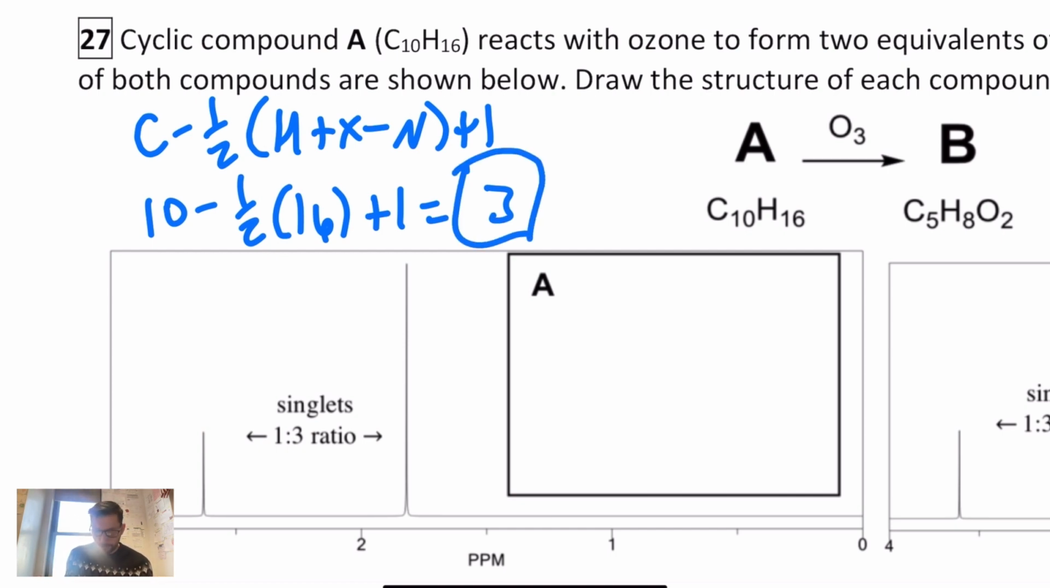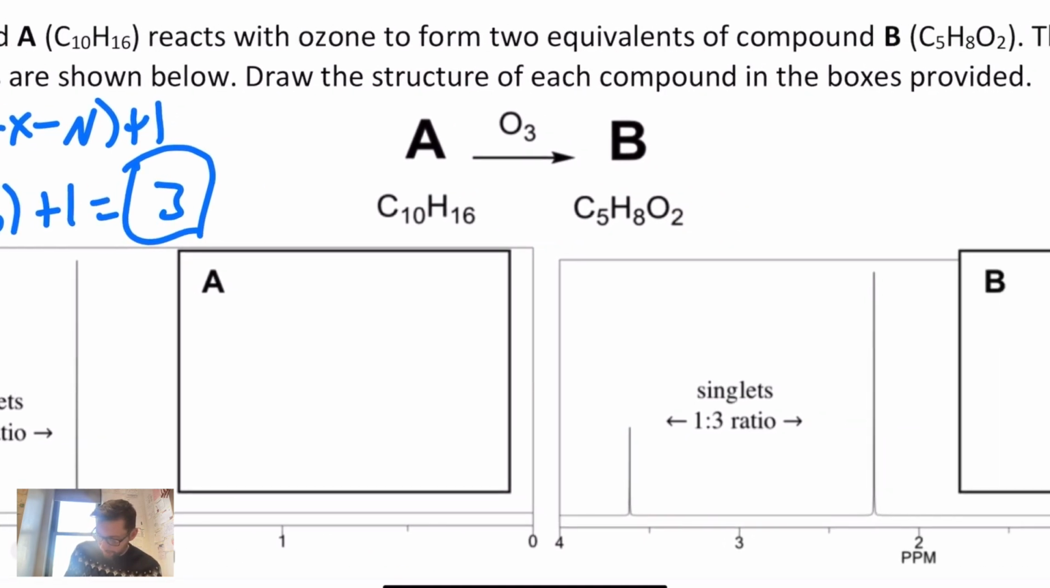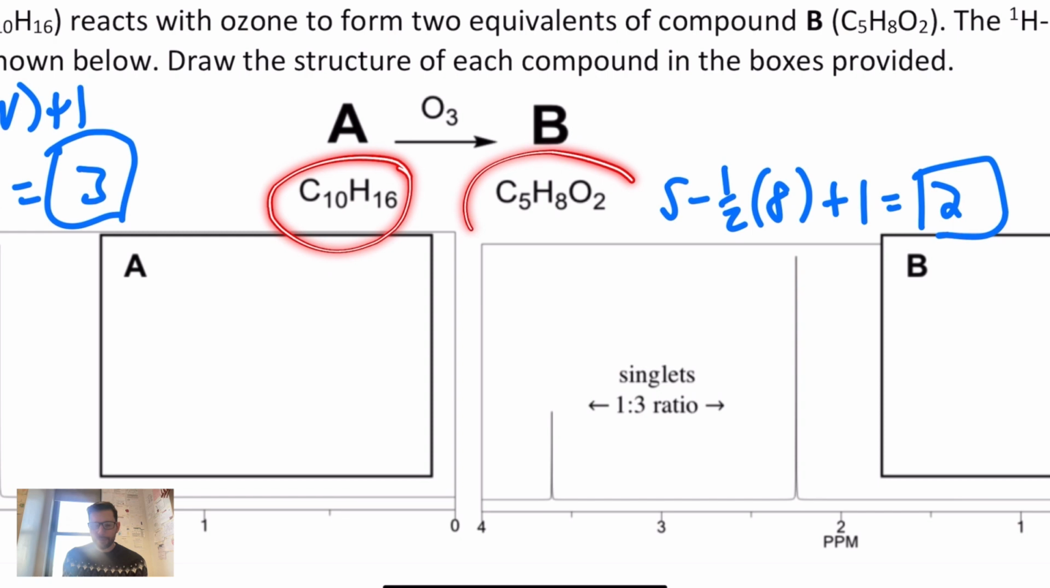I'm going to do that for this product, C5H8O2. That would be 5 minus 1/2 of 8 plus 1, and that's just 2. 2 rings or 2 pi bonds or 1 of each. I also noticed that the formula lost a whole bunch of carbons. No, it didn't. Think about what ozonolysis does.